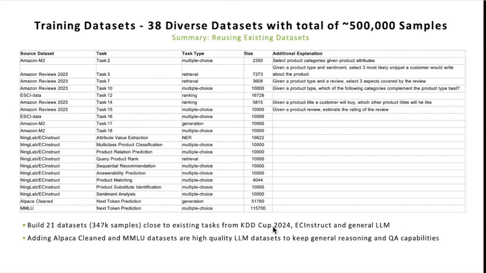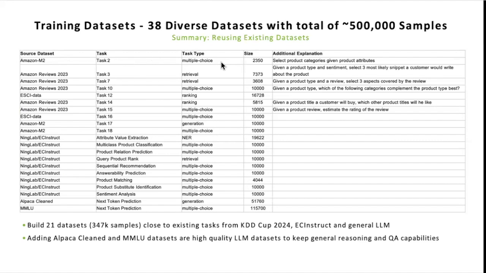So that is their data set. So this is like 38 data sets. And you can see this is a source data set. The task is the specific task in the competition. So basically, according to that task, they create synthetic data sets with the examples or seed data from this source data set.